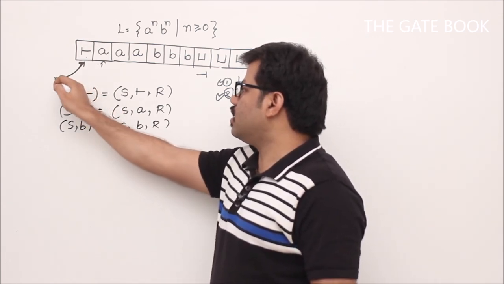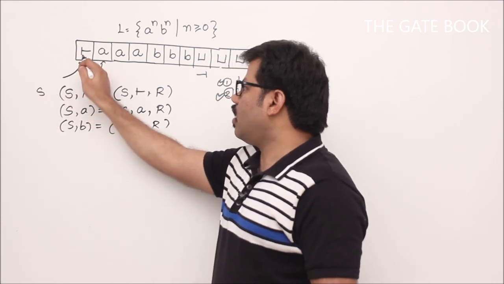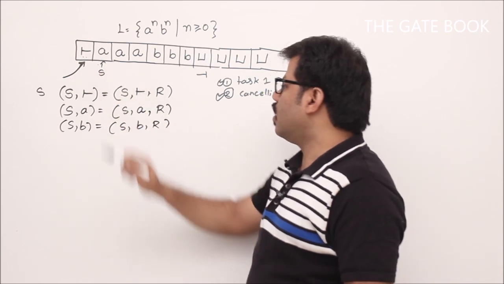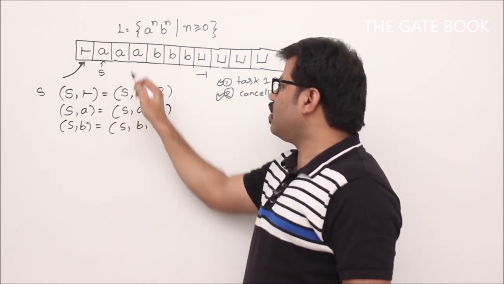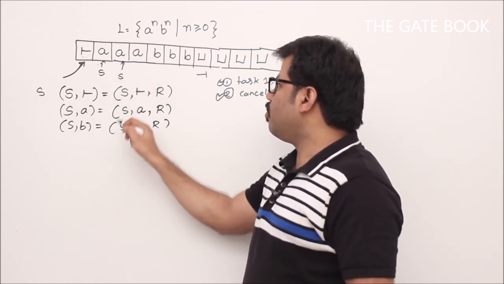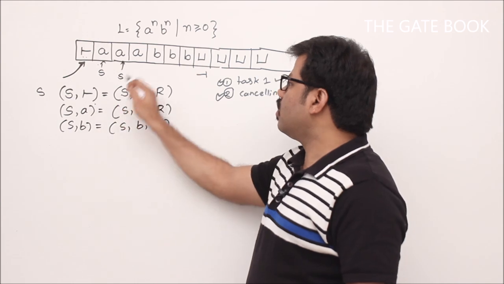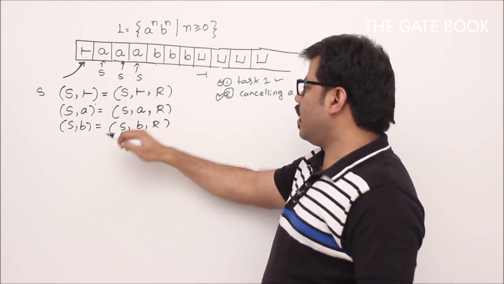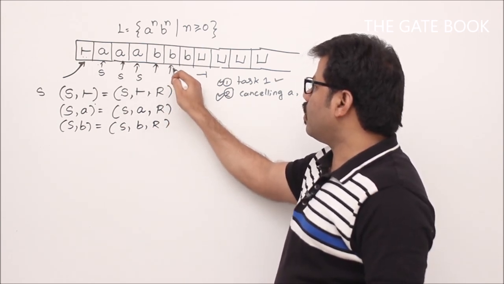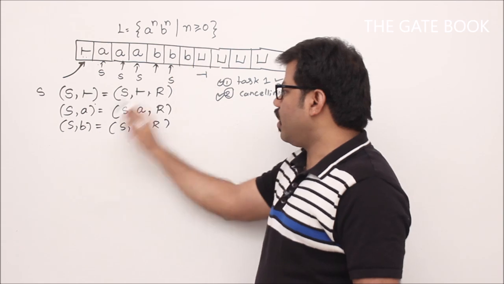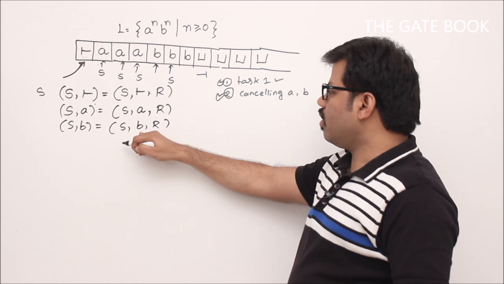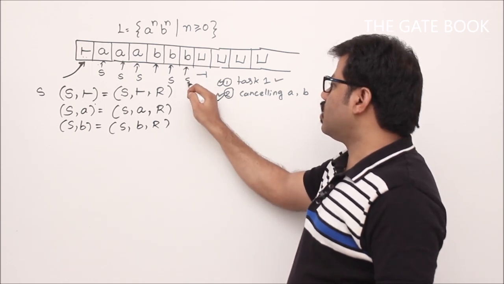Let's say initially you are at state S, on the left end marker. This action says keep that as it is and go right. Now, S on A. This action says be in the same state, but go right. S on A, go right. S on B, sorry. So keep that B as it is and go to the right side. Correct. Now we are here. State is S, symbol is B. Okay, go right. That means no manipulation.